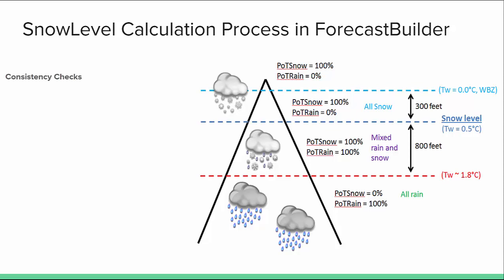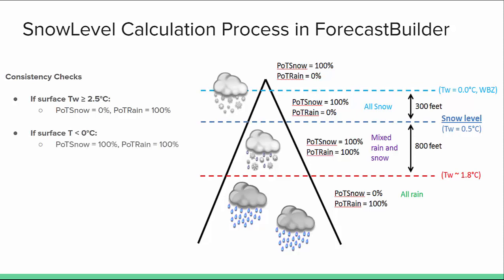But we do have some consistency checks in here, just because of the nature of the way a snow level grid may interact with your topography, resolution, and all. Should your surface wet bulb exceed 2.5 degrees centigrade, we're going to make that all rain. If the surface temperature is below freezing, we're going to set that as a mix for rain and snow.